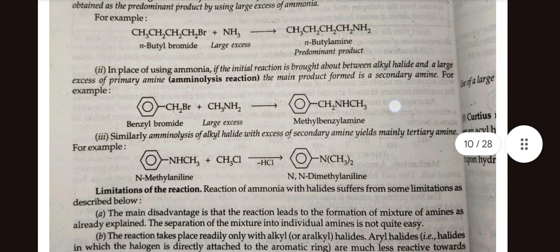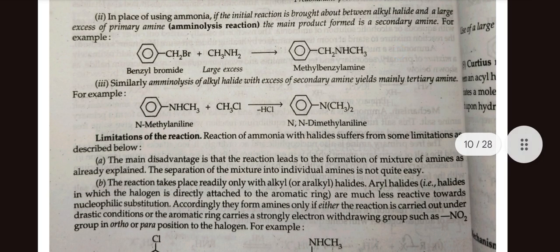For example, N-methylaniline plus CH3Cl gives N,N-dimethylaniline. Limitations of the reaction. Reaction of ammonia with halide suffers from some limitations as described below. A. The main disadvantage is that the reaction leads to the formation of a mixture of amines, as already explained. The separation of the mixture into individual amines is not quite easy.